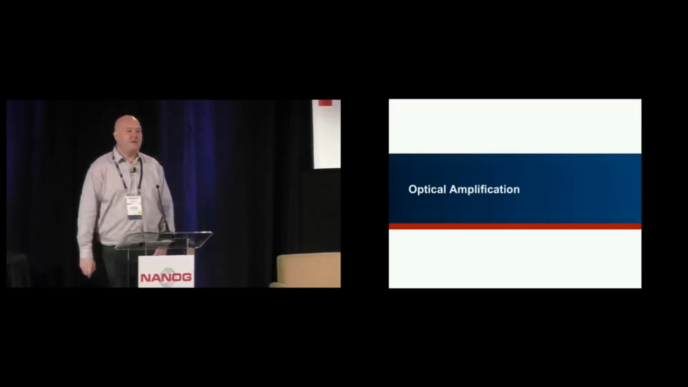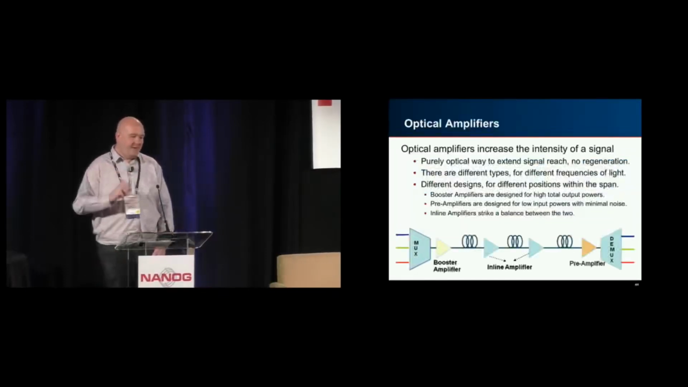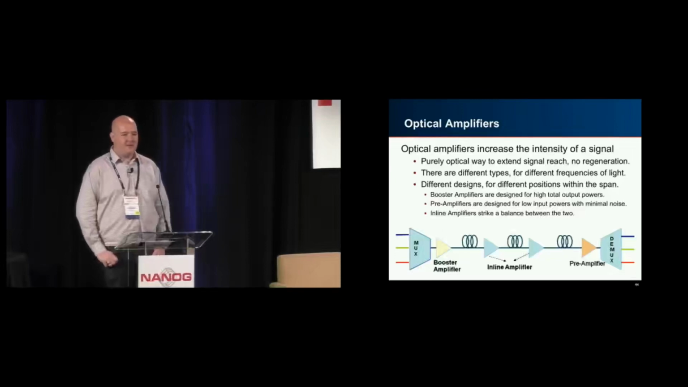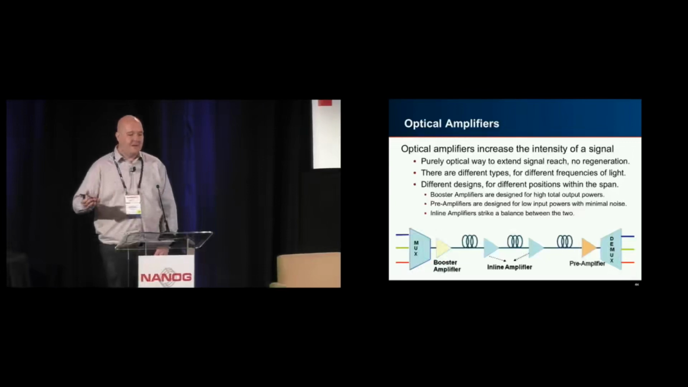So now I'm going to talk about optical amplification. Optical amplifiers are a way to increase the intensity of the signal. This happens purely optical, purely at a physics level. You don't need to regenerate the light. You don't need to do what's called an OEO. You don't need to convert back to electric and then back to optical. There are different ways to do this optical amplification.